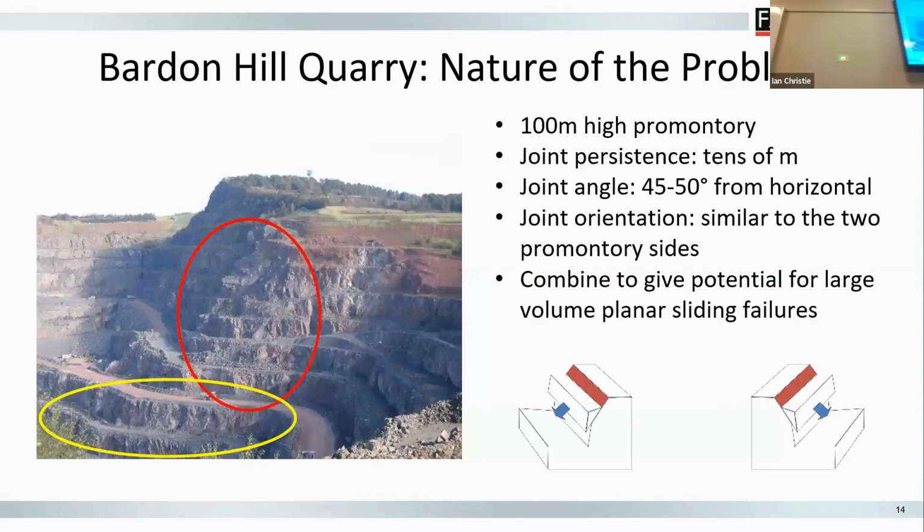So the area that we were working in is about 100 metres high, this big promontory here. The joints in the granite rock were really, really persistent, tens of metres, 20, 30, 40, 50 metres persistence. They were inconveniently angled at about 45 and 50 degrees from the horizontal, and the orientation of them was what was important, similar to the two sides of the promontory. So basically what Henry was saying before about planar sliding, you had joints, same orientation as the face, and potential for planar sliding. And because these joints were so persistent, you had potential for really large volume failures here.